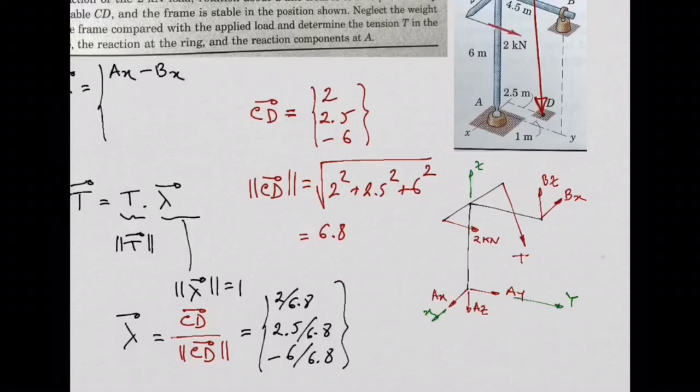Okay, can you please tell me how much is this? The first one, 2 over 6.8. How much is it? 0.294. What about the second component? 2.5 over 6.8. 0.368. The last one, minus 6 over 6.8. Minus 0.882. Good.